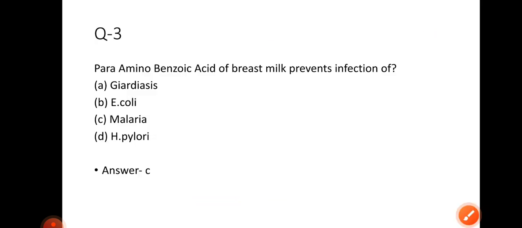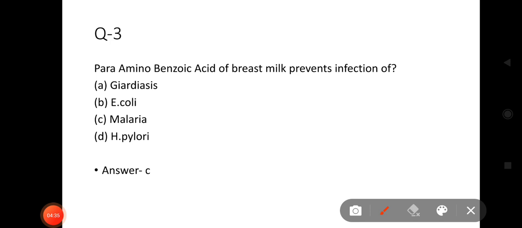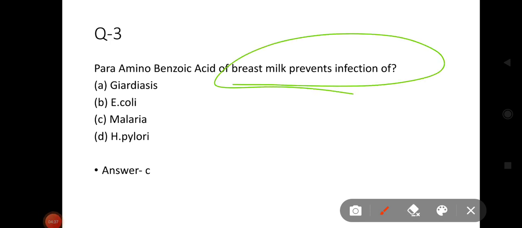Go through this table. Now, para-aminobenzoic acid of breast milk prevents infection of which organism? This question has been asked in an exam a few years back. Para-aminobenzoic acid of breast milk prevents infection of giardiasis, E. coli, malaria or H. pylori. The answer is C, that is malaria. So directly remember this question, it can get repeated in your exam also.